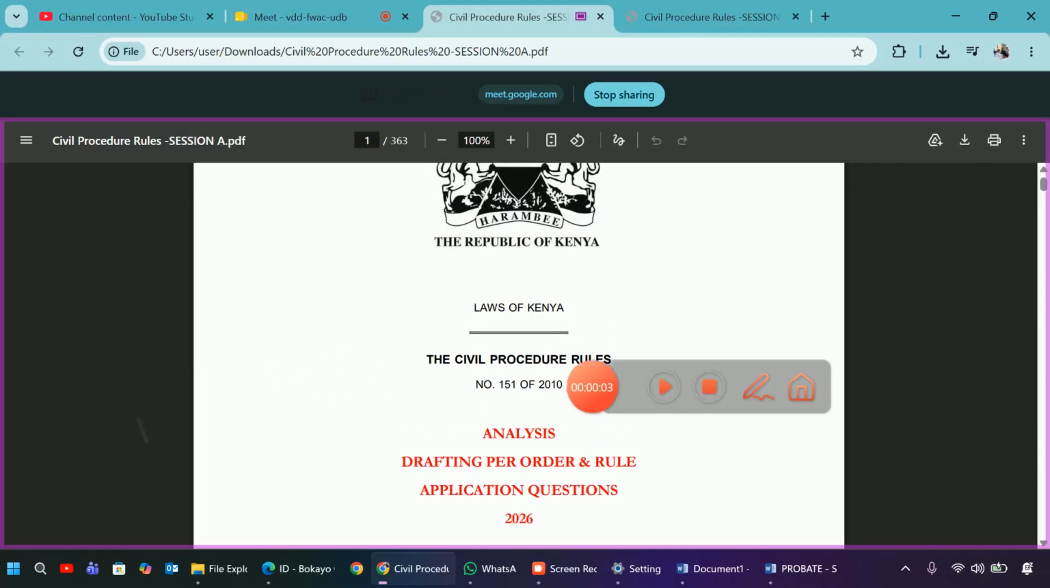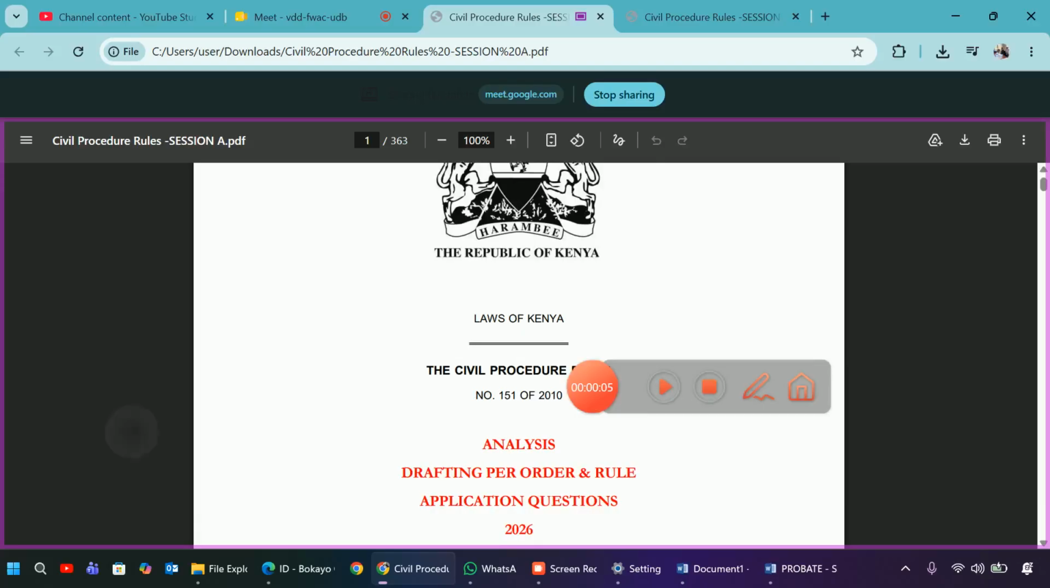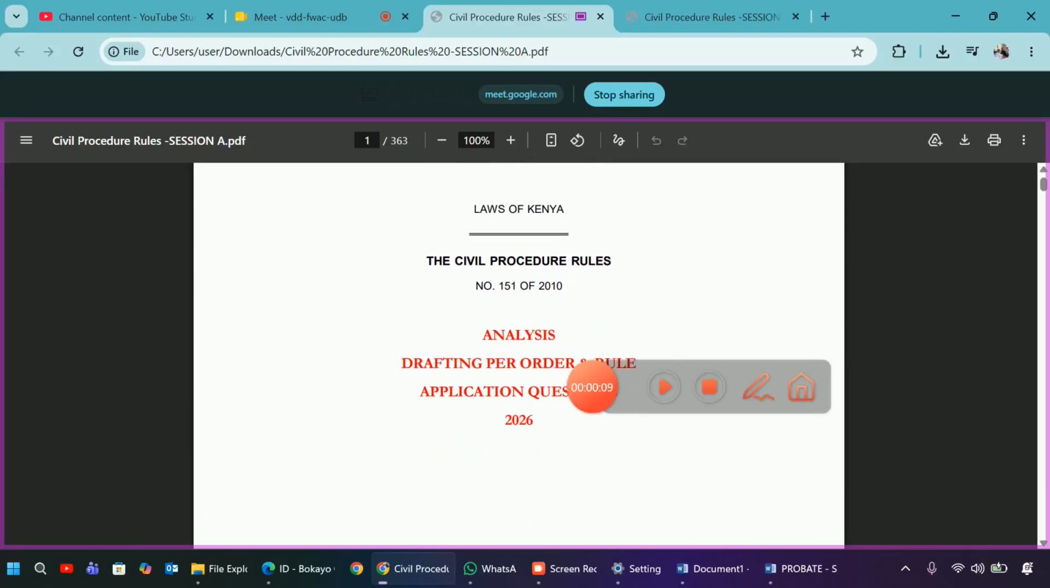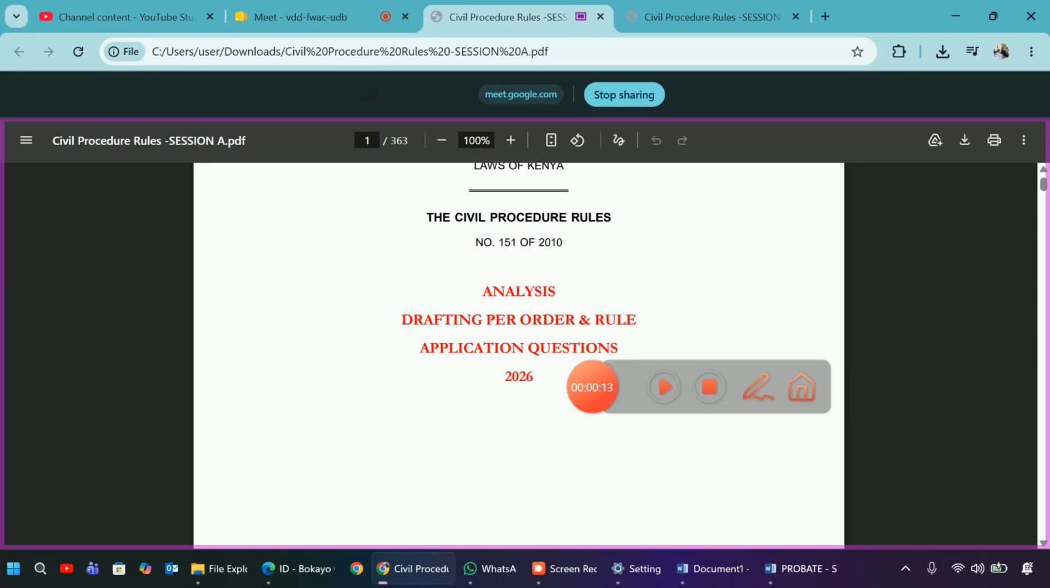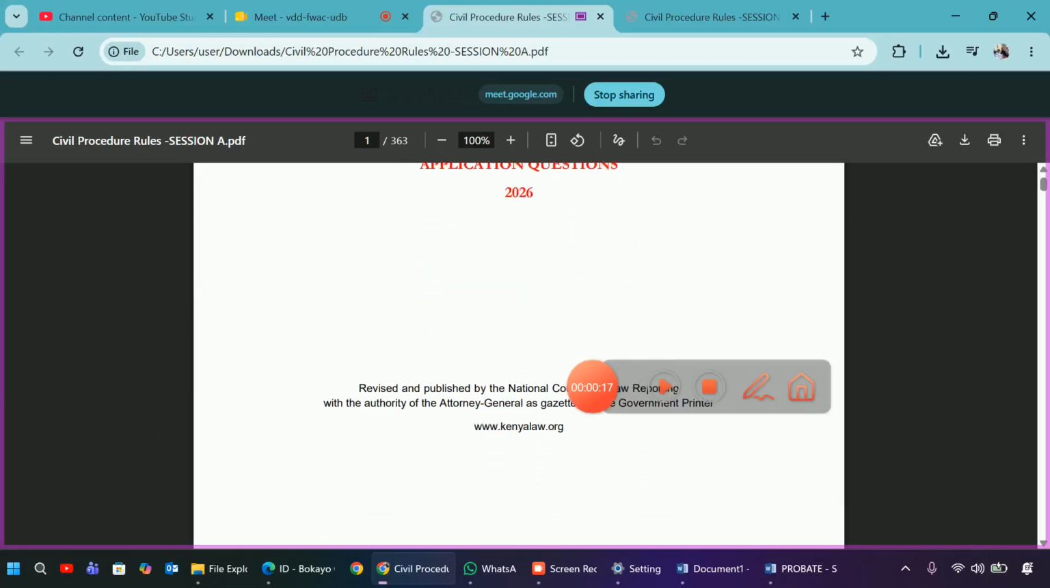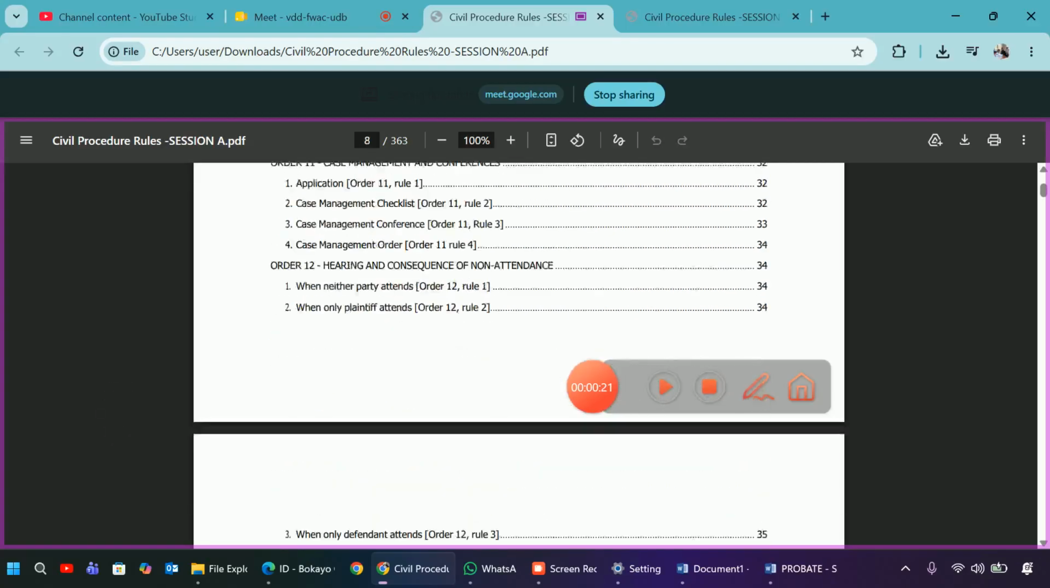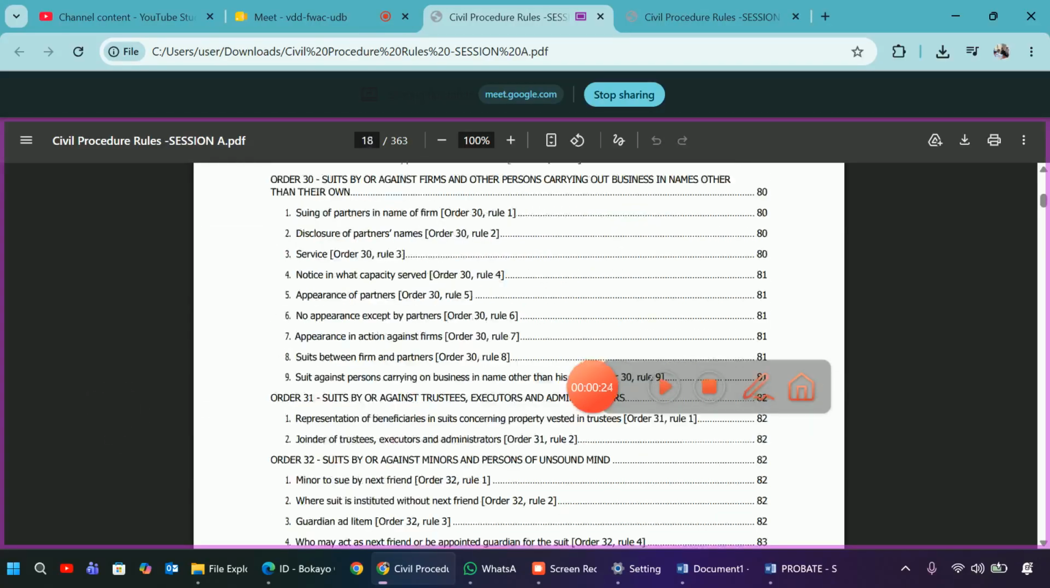So guys, welcome. Today we are doing a digest on civil procedure rules, where we have drafted all the necessary applications required per the order and per the rule. We have also attempted to predict application questions pursuant to each order and rule. So let us jump into the work and see what we did.